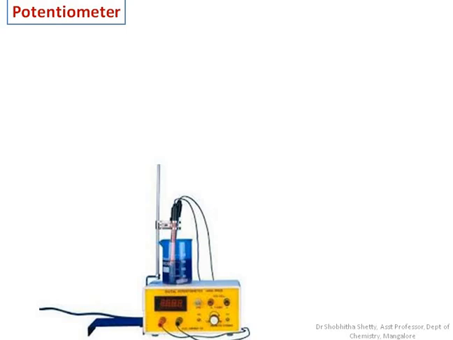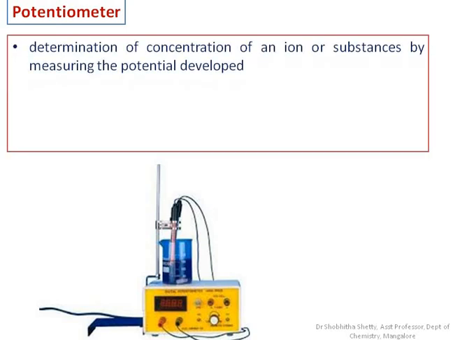In case of the conductometer, we record the conductance value. In the potentiometer, we record the potential developed, that is the EMF value. Whereas in the colorimeter experiment, we will be recording the absorbance. So this method mainly involves the determination of concentration of an ion, analyte or substance by measuring the potential developed. So we record the EMF here in the instrument.